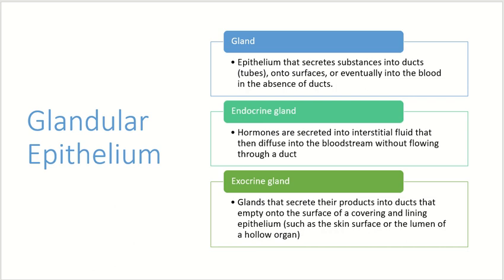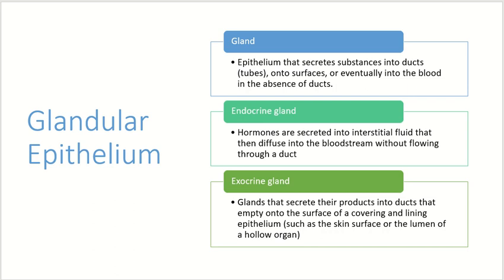So we've got a couple of different types of glands that we're going to talk about. We've got endocrine glands and we've got exocrine glands. So endocrine glands, endo meaning within, are going to be responsible for secreting hormones into that interstitial fluid, and then those hormones are going to diffuse into the bloodstream without flowing through any kind of duct. All right. Now, exocrine glands are going to be the ones we're going to focus on primarily.